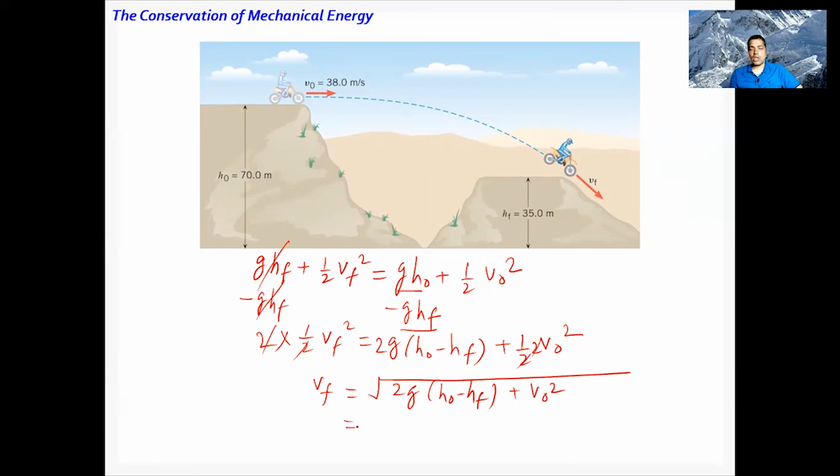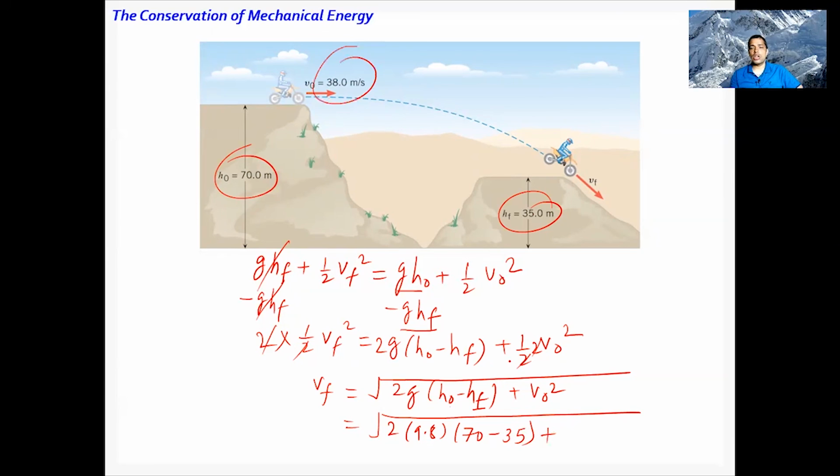So let's plug in. 2g is 9.8 times 2, obviously. What is your h0? h0 is 70, right? 70 minus hf, which is 35, plus v0 squared, which is 38 squared. If you do the calculation, you end up getting 46.2 meters per second.